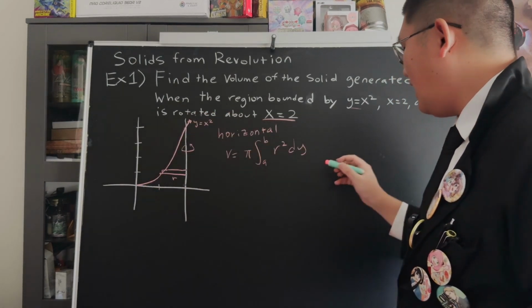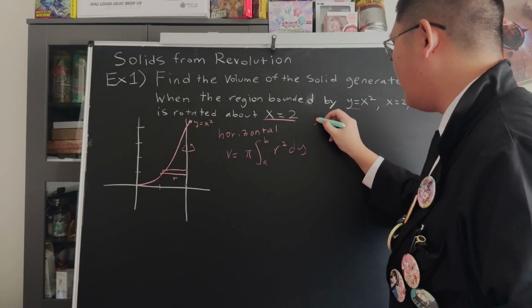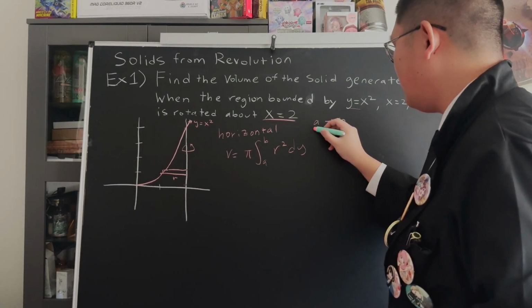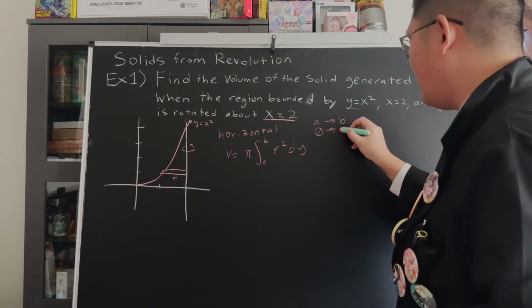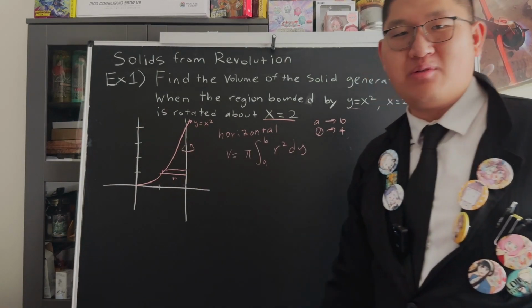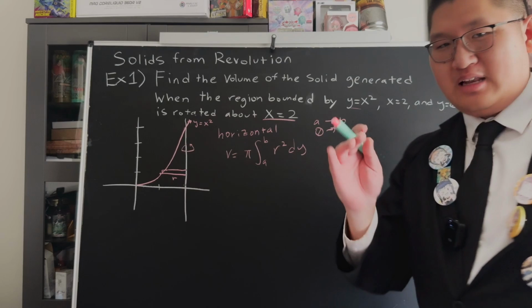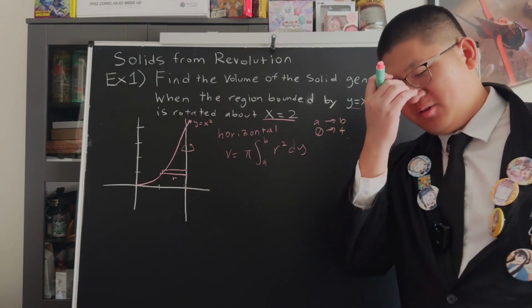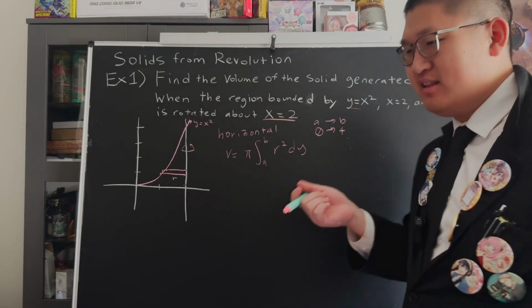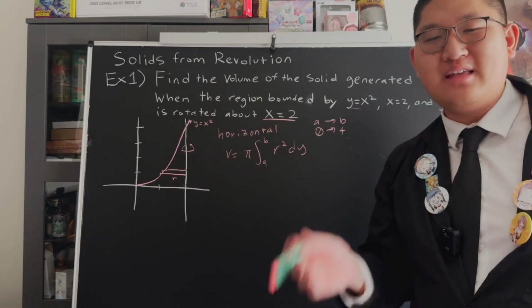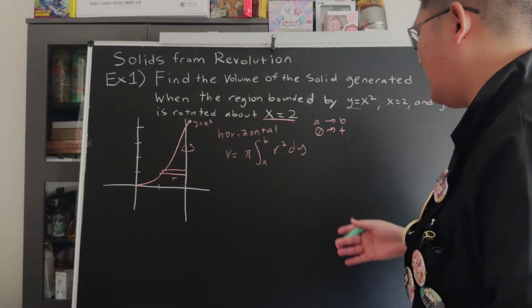Because of that, our actual limits, if it's a to b, are going to be going from 0 to 4, with 4 being the highest y value for that type of function. A lot of mistakes might happen for those who jump past different parts of the problem to hurry up and get it over with. Well, that wouldn't be the case here.